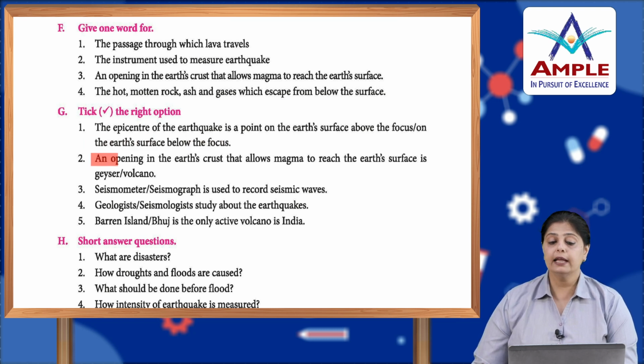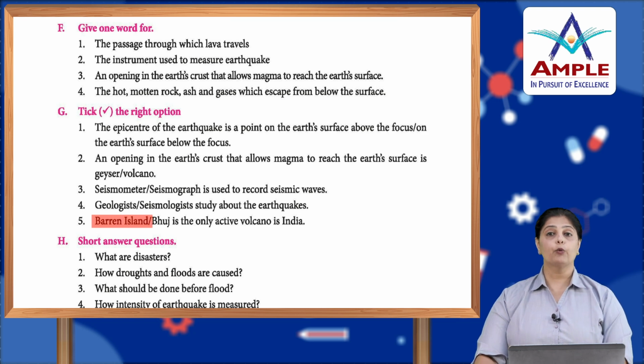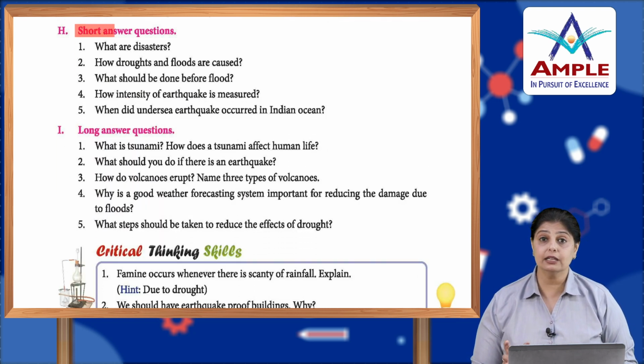Okay? An opening in the earth's crust that allows magma to reach the earth's surface is geyser or volcano. It is volcano. Seismometer or seismograph is used to record seismic waves. It is seismograph. Geologist or seismologist study about the earthquakes. It's the seismologist. Barren Island or Bhuj is the only active volcano in India. It is Barren Island. Okay. Now, quickly reread the chapter and start answering these questions.